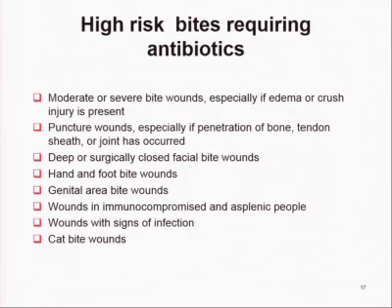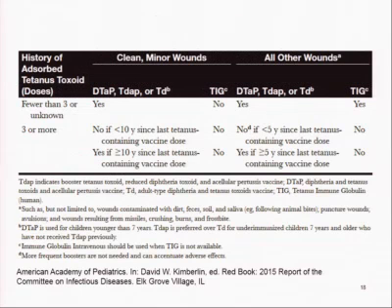So we talked about low risk, but which are the high-risk bites? These are moderate to severe bites, especially if edema or crush injury is present. Puncture wounds, deep or surgically closed facial bites, hand and foot bites, genital area bites, wounds in immunocompromised or asplenic patients, wounds with signs of infection, and cat bites. So these are all high risk and require antibiotics.